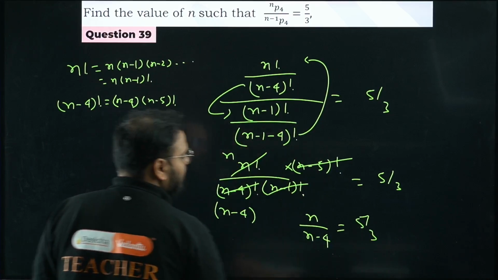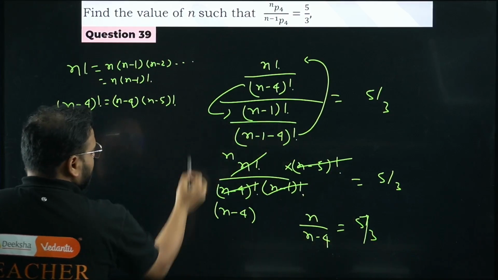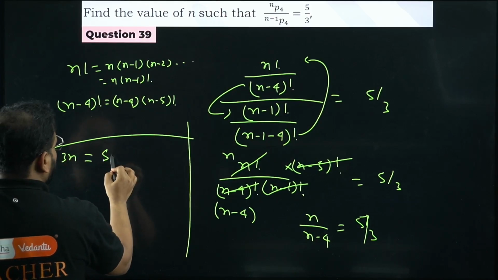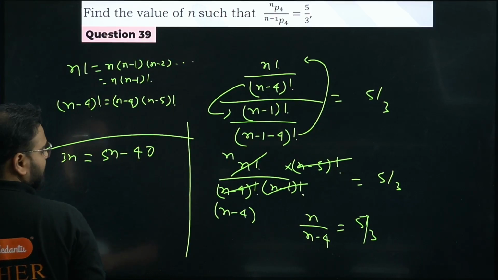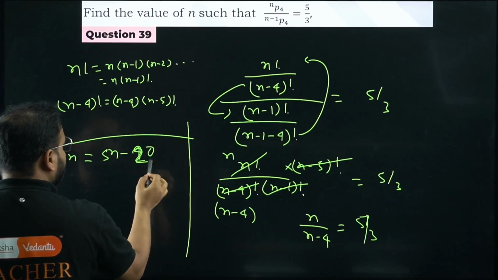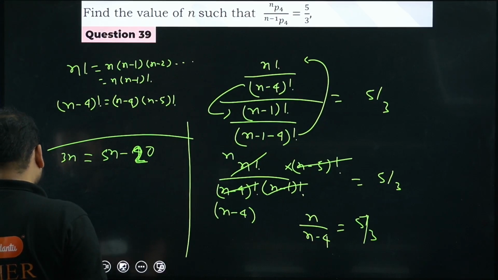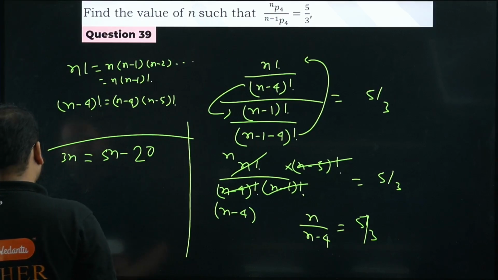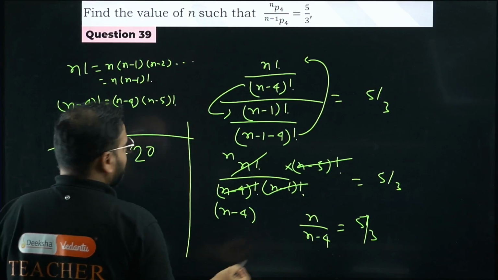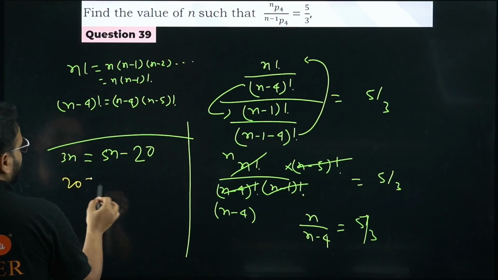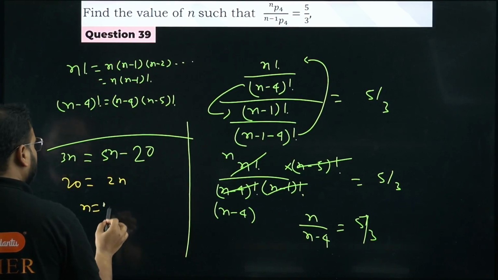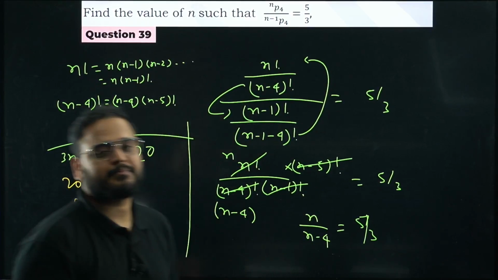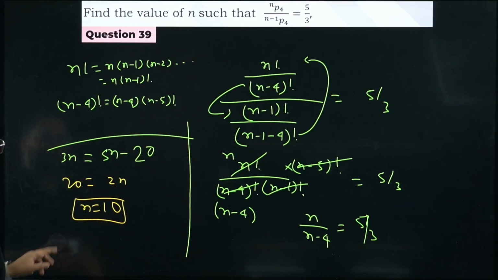Cross multiply now. Check the answer here. I get 3n equals 5n minus 40. Sorry, 20. Excuse me, 20. 5 into 4 is 20, right? From there I can get 20 equals 2n, so n equals 10. Please cross check. This is your answer. N value is 10. Have a look. This is clear. 3 marker.